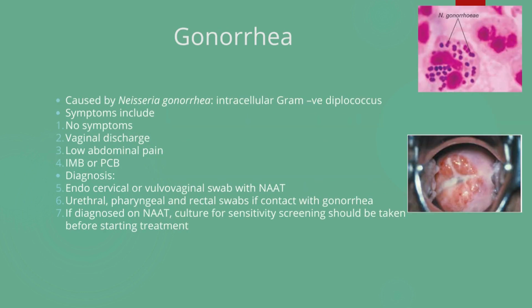Now, gonorrhea. Gonorrhea is caused by Neisseria gonorrhoeae, which is an intracellular gram-negative diplococcus. You can see that in the picture. A lot of cases are asymptomatic, but a lot also have vaginal discharge, lower abdominal pain, intermenstrual bleeding, or postcoital bleeding. You can diagnose it by doing an endocervical or vulvovaginal swab, and urethral, pharyngeal, and rectal swabs if contact with gonorrhea. If it is diagnosed on NAAT, culture for sensitivity screening should be taken before starting treatment.